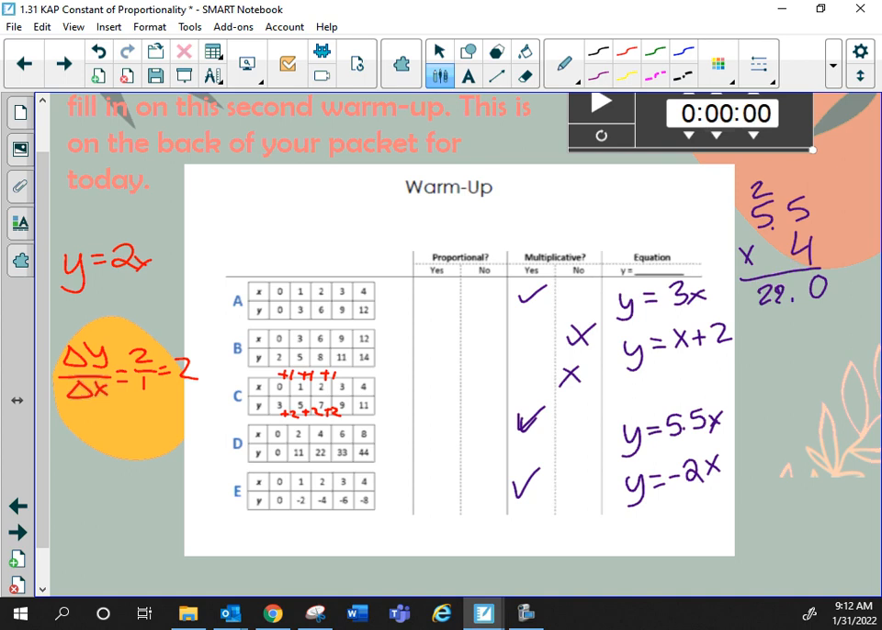But does that work for this input and output? No. What do I still need to add or subtract? Plus 3. And a good hint is my y-intercept is plus 3. Okay, so I'm going to fill that in. Y equals 2x plus 3. So again, this shows us a few things. When it's multi-step, it is not multiplicative. It's neither additive nor multiplicative. It's just slope-intercept. Okay? Are we good with that so far?